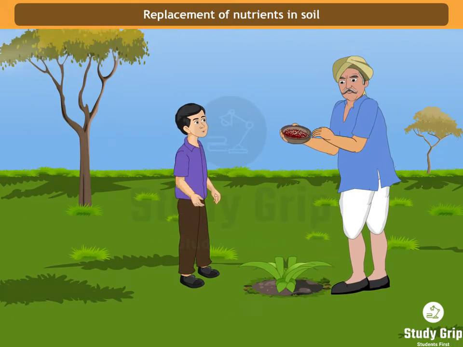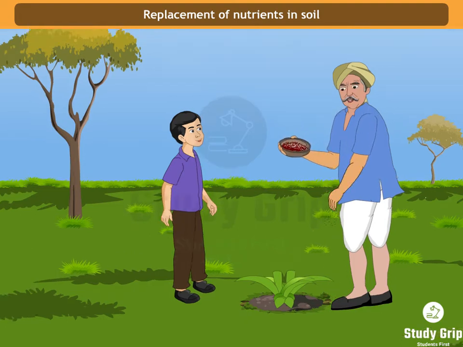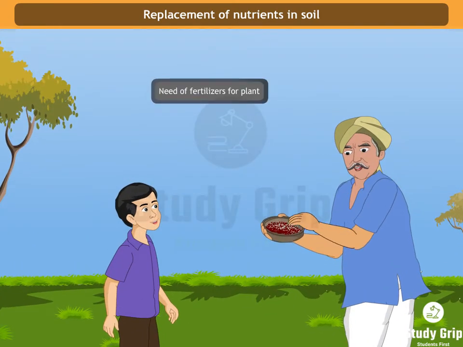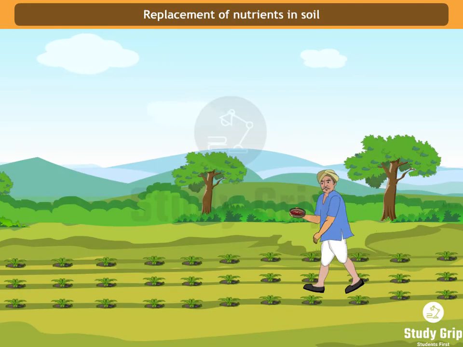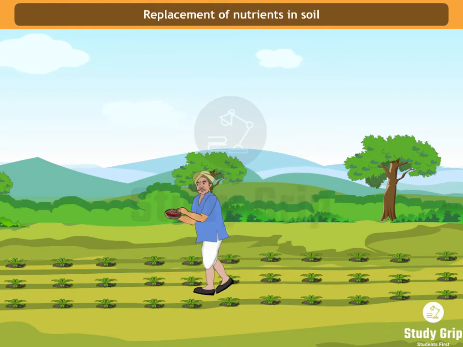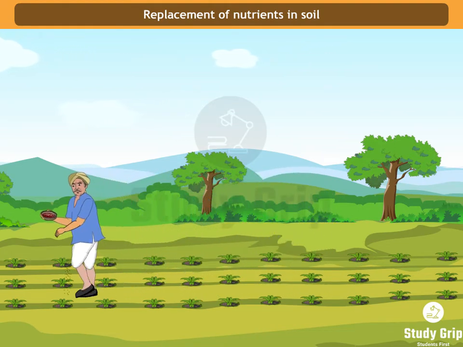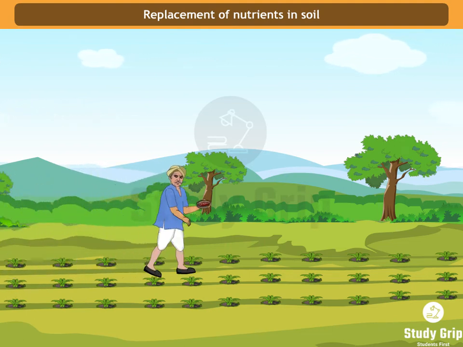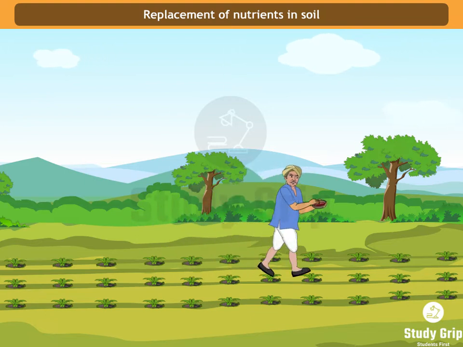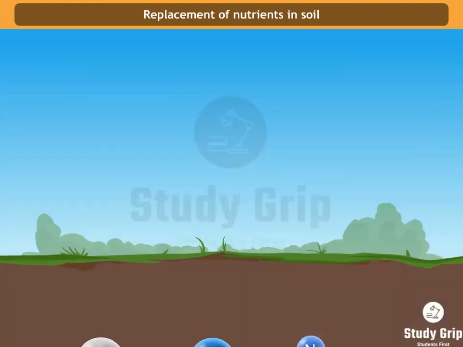Grandpa, why do we need to add fertilizers? Let me explain it to you. Plants absorb mineral nutrients from the soil, and these minerals keep on declining in the soil. To prevent the plants from being deprived of these minerals, we add fertilizers to the soil. They are nothing but chemically synthesized minerals.